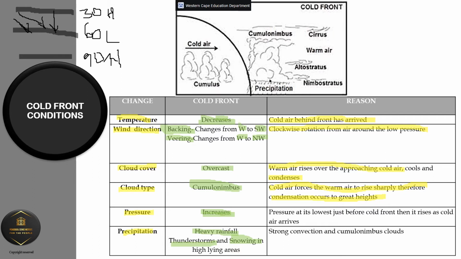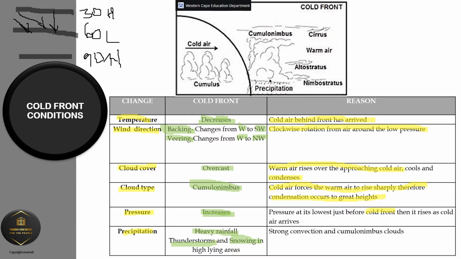And why does pressure increase? Because pressure is at its lowest just before the cold front comes. So when the cold front arrives, our pressure will spiral up or increase. And remember the relationship between temperature and pressure. So when temperatures decrease rapidly, our pressure will increase rapidly. And remember, we derive the pressure from weight. So our air will be heavier, more dense as a result. So it will be really cold.